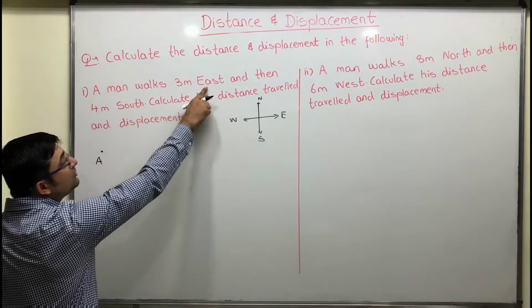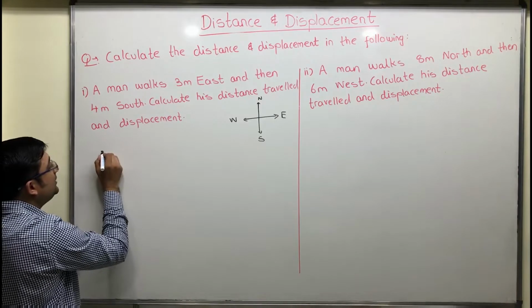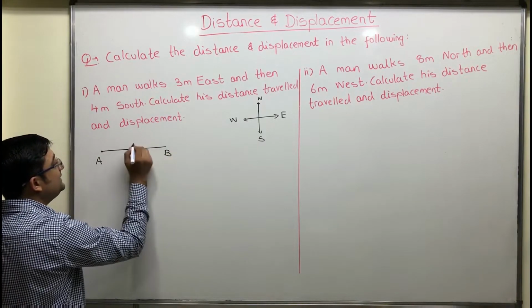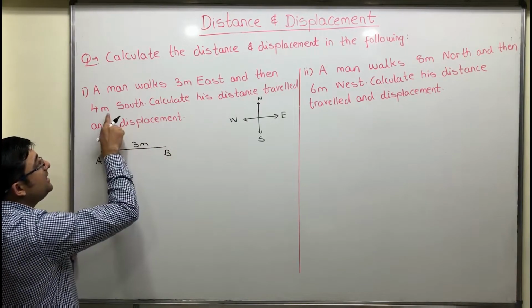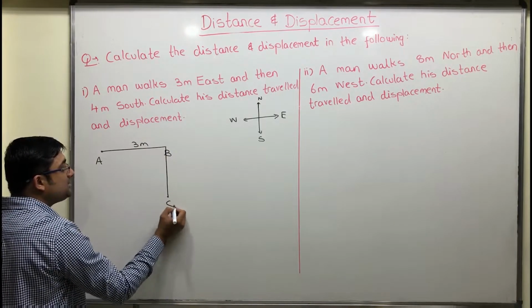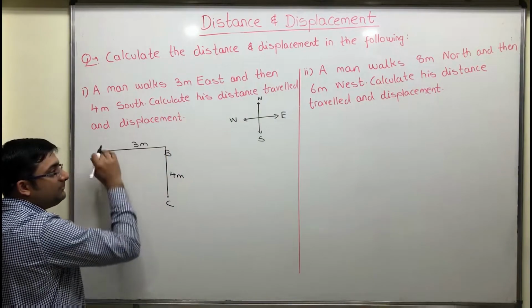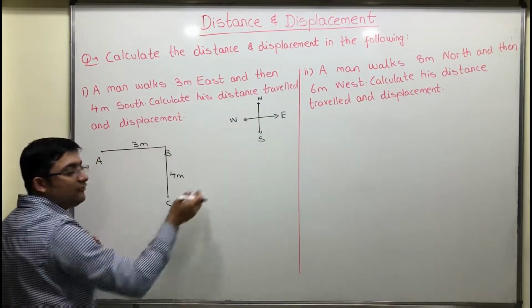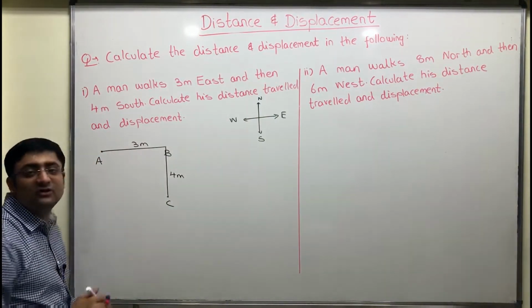So man is walking 3 meters east. East means towards the right. So he's walking 3 meters over here east to the point B. And then he goes 4 meters south. So from point B, he goes 4 meters south to point C. I repeat, first you go east and then you go 4 meters south. Is this clear? So this over here is journey.